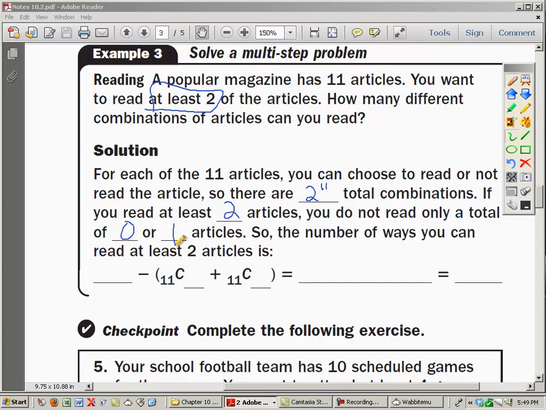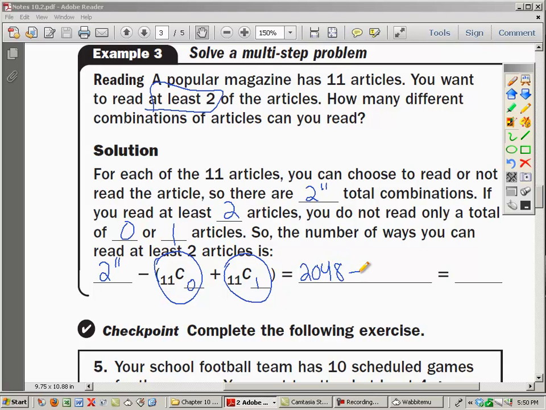All right? And so we're going to say, look, we have 2 to the 11th different choices. And we're going to take away from that 11 choose 0 and 11 choose 1, because again, we're saying, how many different ways can I choose 0? How many different ways can I choose 1? And then subtract that from 2 to the 11th power, because that's the total number of combinations that we can read. All right, altogether, this is 2,048.